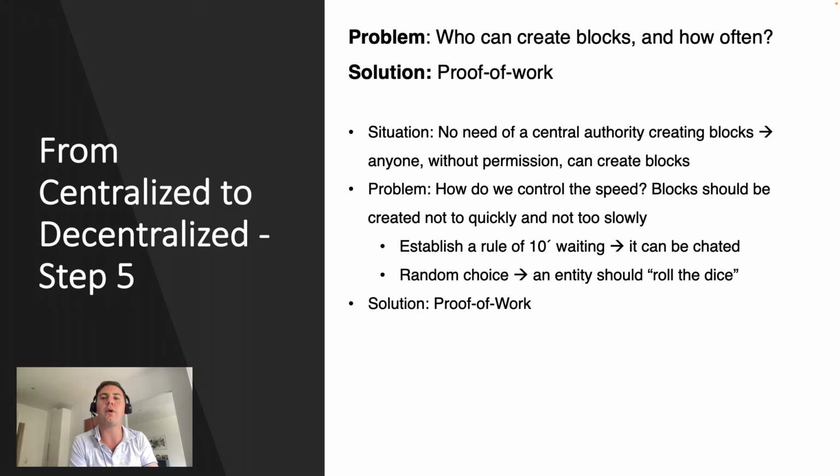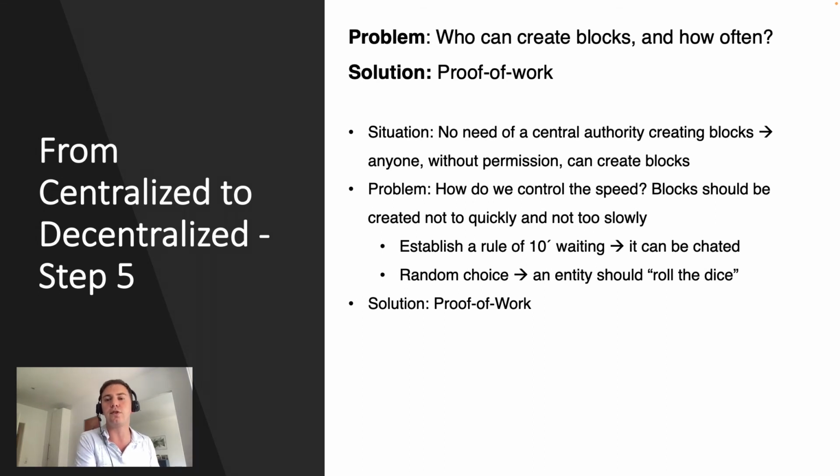But then we have the issue: how do we make sure that blocks are created not too quickly and not too slowly? A person can create a block in 1 minute, in 2 minutes, in 20 minutes, or 15 minutes. So we could establish a rule that the bookkeeper must wait at least 10 minutes before accepting a block. But this rule in a decentralized world can be cheated because there is no unique clock. Always with the perspective that people can cheat or abuse the system, so we cannot go in this way.